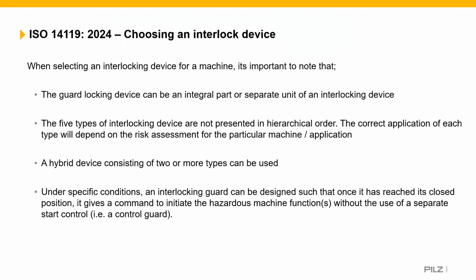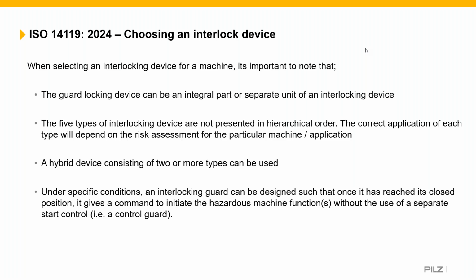So when we select the type of device that we're looking at for the application, it can be an integral part or a separate unit of the interlocking device itself. The 5 types that are in there, as we've said, there's basically the 5 types. They're in no particular hierarchical order. You can choose the one that's most applicable and suitable for your application, or you could even mix and match. So you could have a hybrid consisting of a type 1 and a type 4 device, or whatever it may be.